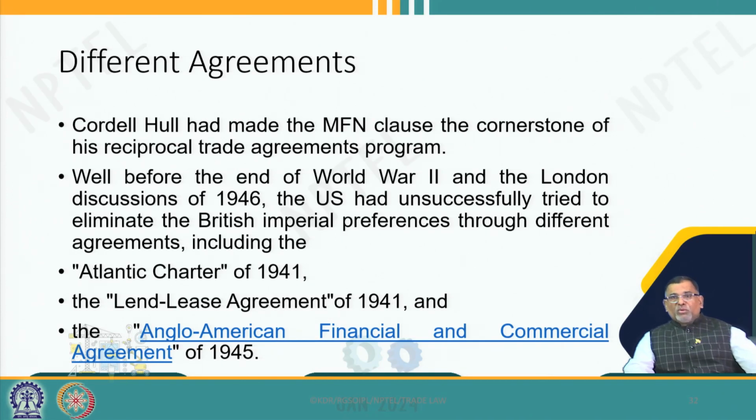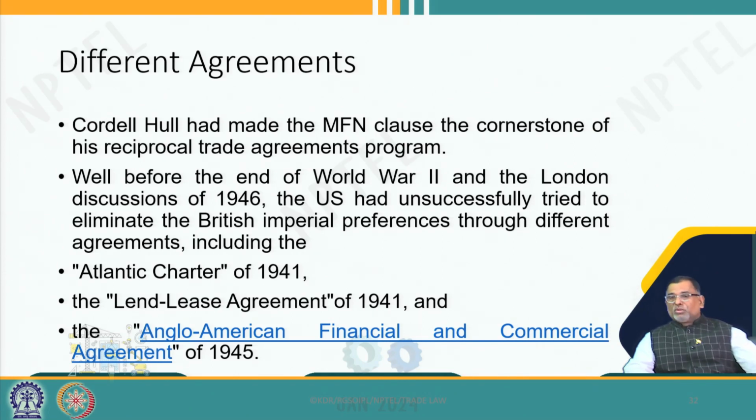So, quickly if we look into the different arguments, we already said that the US Secretary of State, Cordell Hull at that point of time, argued for the MFN clause. On reciprocal trade agreements, the US was forced to agree to the UK argument of the MFN clause later on. And also some of the preference trade with the UK, the US was forced to remove after the Second World War.